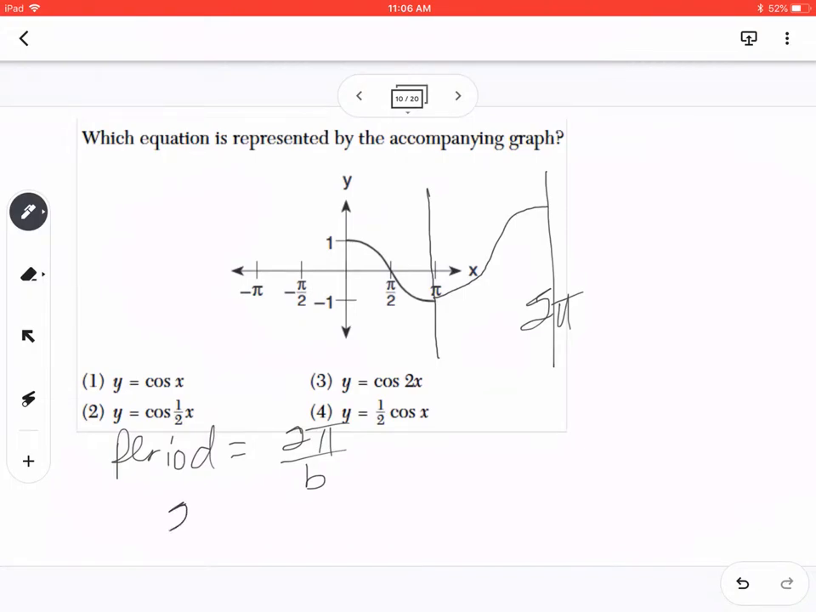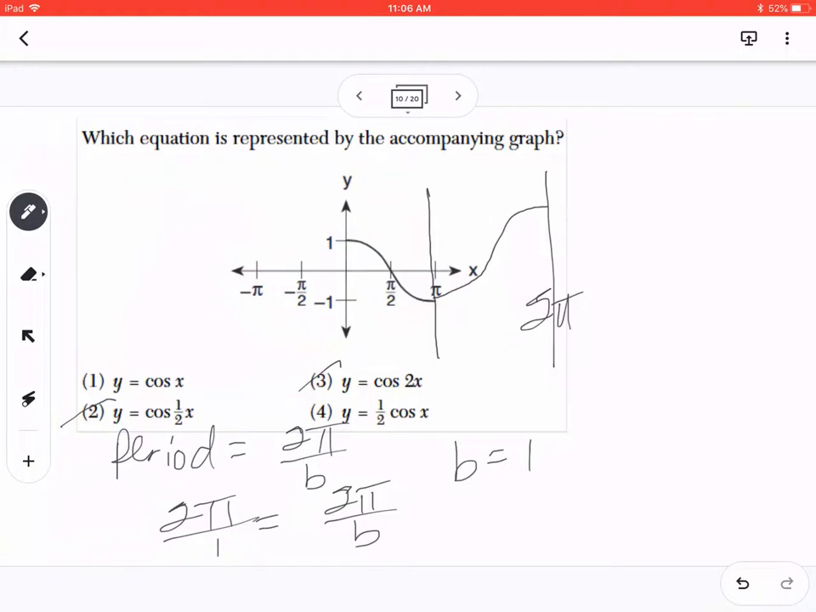The period, we found out that this curve is going to complete itself at 2 pi radians, so the period is 2 pi. This is equal to 2 pi over b, which means that the b value must be equal to 1. And the b value is in front of x, so we can eliminate choice 2 because that would have a frequency of 1/2. We could also eliminate choice 3 because that would be a frequency of 2.